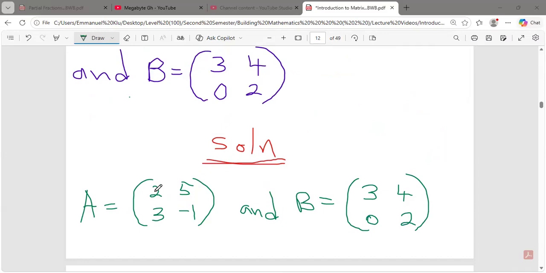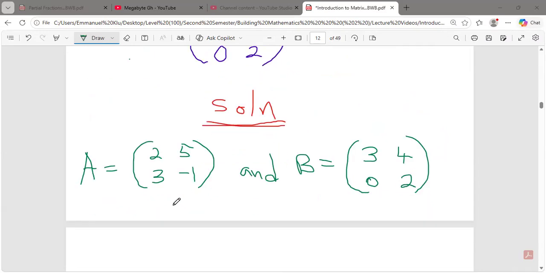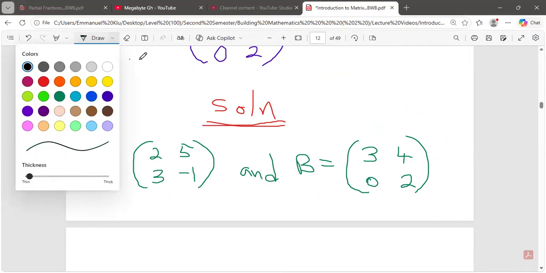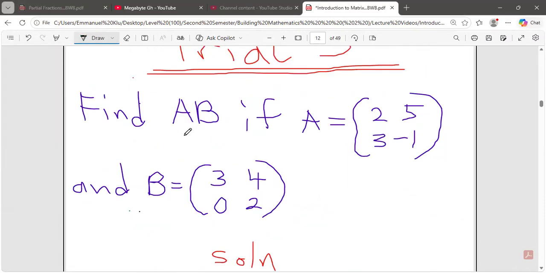So after you are done repeating your question for 1 mark, you can proceed to simplify the work. Our question is in the form of: we should find AB if A is equal to 2, 5, 3, 1, and B is equal to 3, 4, 0, 2.